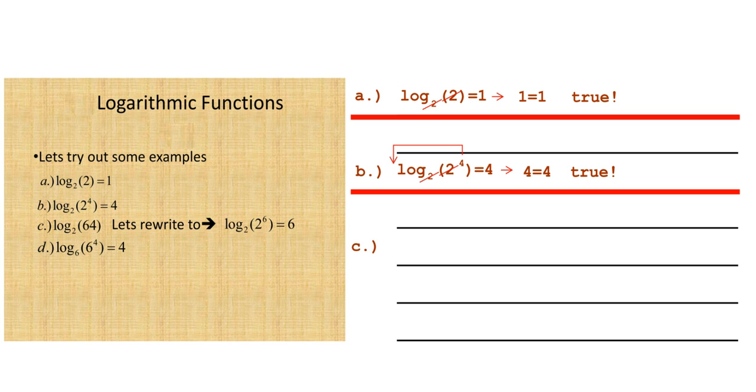C. In this case, we have log base 2 of 64. And now we're trying to write it differently, trying to make it make more sense. Since our base is 2, we're trying to say 2 to what power would give us 64.